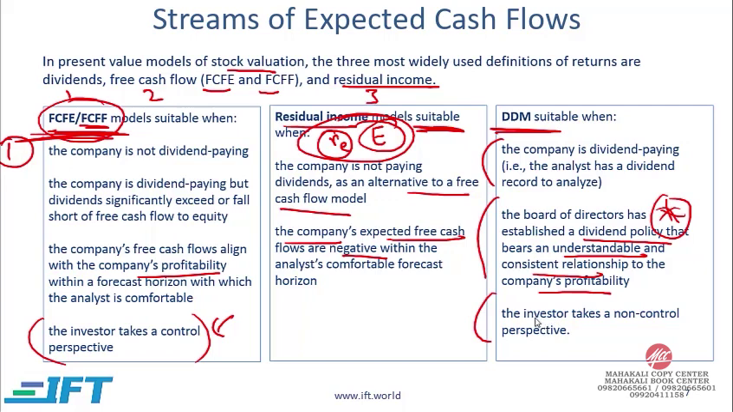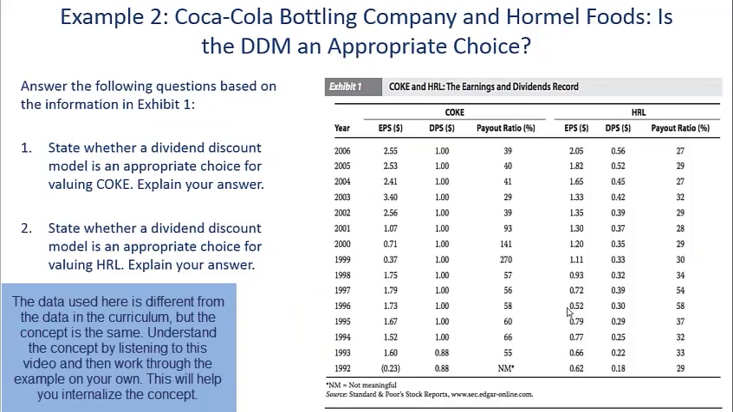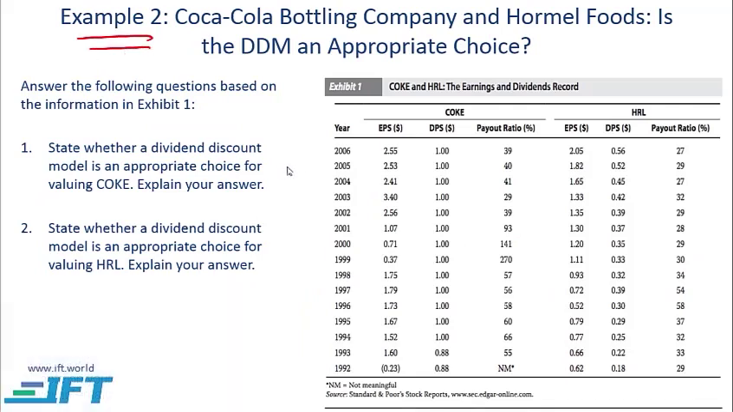Also, investors often use the DDM when they take a non-control perspective, in the sense that you are a relatively small investor, you are getting dividends, and you don't have control over the amount of those dividends, so you have a non-control perspective. Let us look at example 2 now, and I want you to do this before listening to the answer or before looking at the solution in the curriculum.